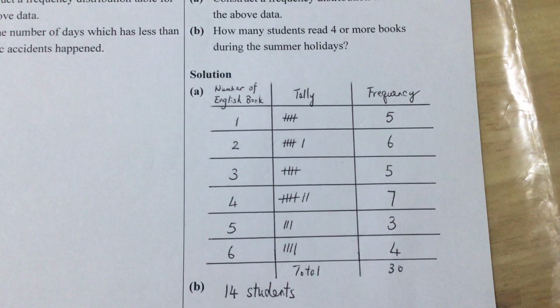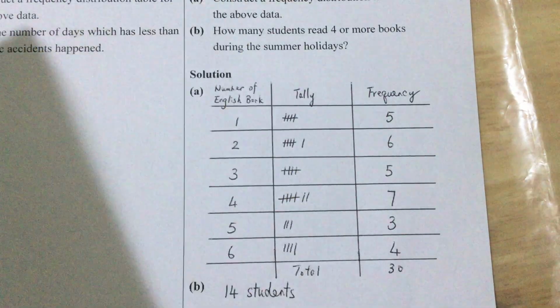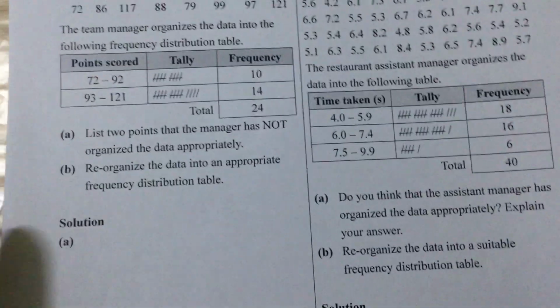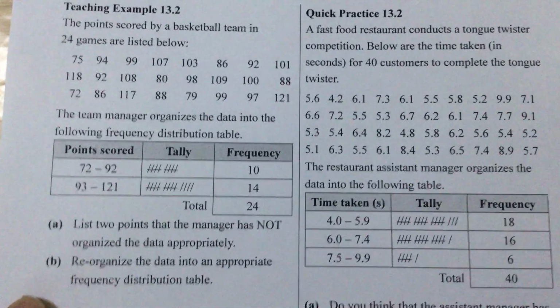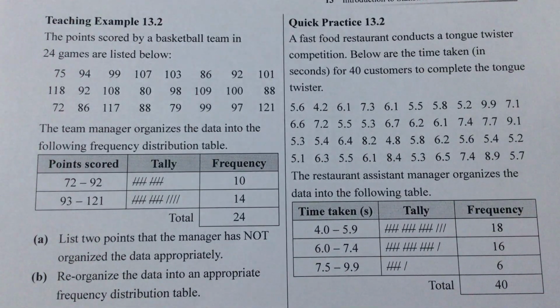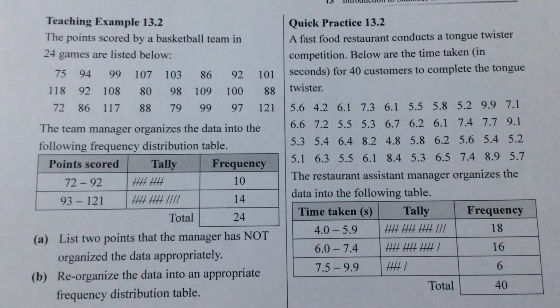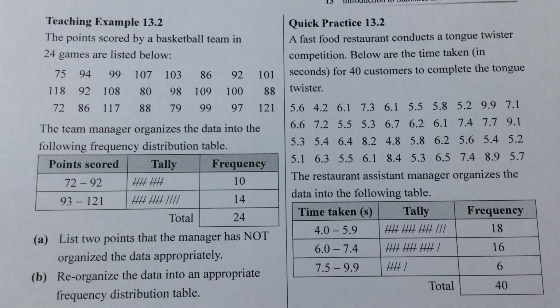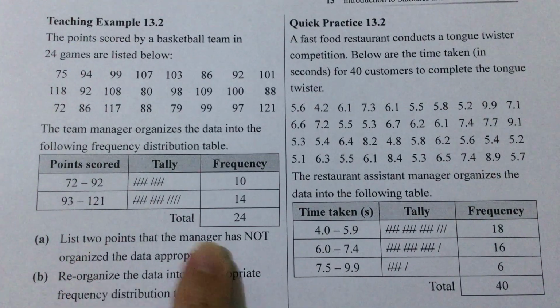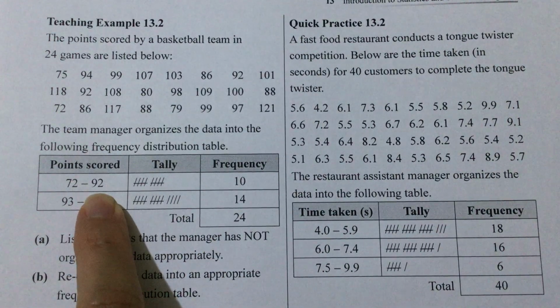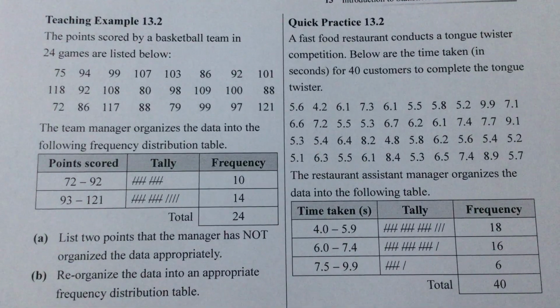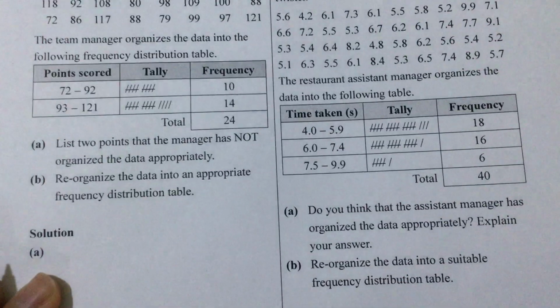Okay, now we will go to teaching example 13.2. Let's look at the question. The points scored by a basketball team in 24 games are listed below. The team manager organized the data into the following frequency distribution table. List 2 points that the manager has not organized the data appropriately. That means you are going to tell me 2 things that the manager does not do well in this table.